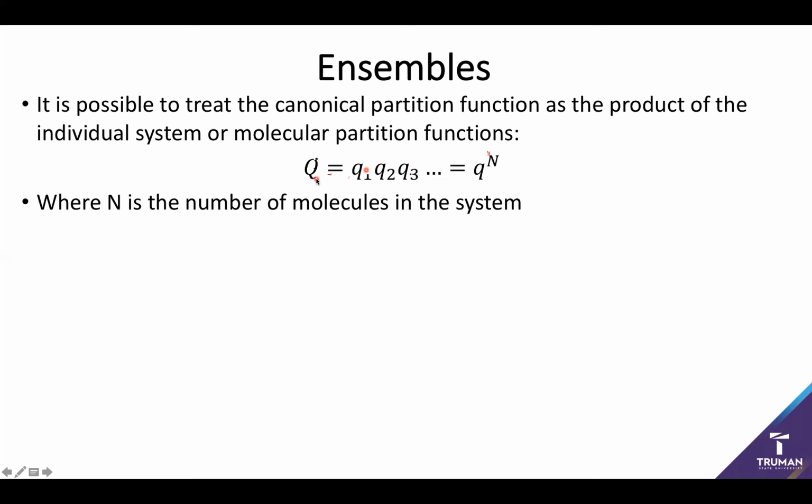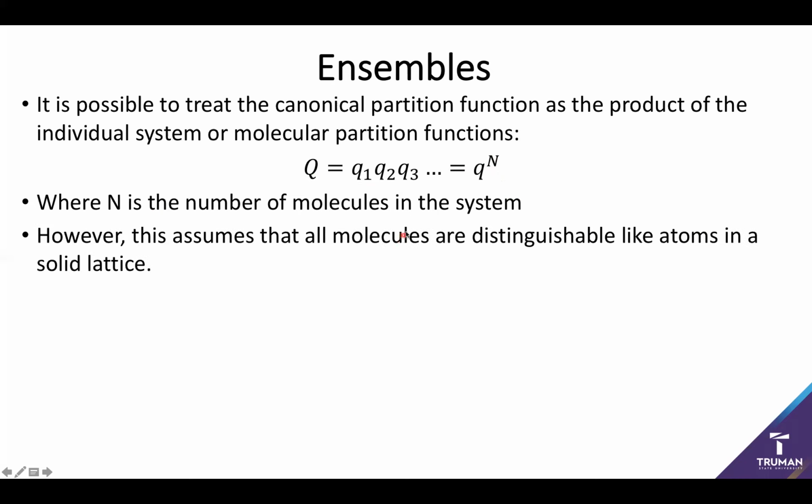Now, the real advantage of deriving our canonical partition function is we can treat each of our individual molecules with its own molecular partition function. So what I can then generate is my ensemble partition function based on the molecular partition function to the n power, where n is the number of molecules in the system. In other words, n is quite large.